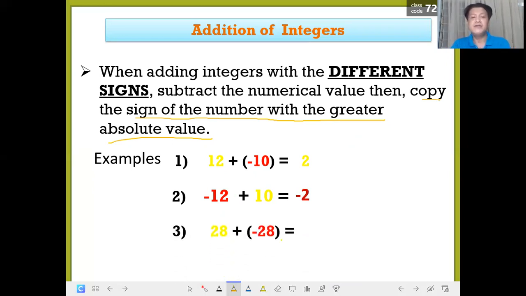Okay, next number 3. What if the given is the same number but opposite sign? Meaning to say, positive yung isa, negative yung isa. What is 28 plus negative 28? Siyempre, that is 0. Okay, kasi di ba, if you're going to subtract 28 minus 28, siyempre wala ka nang difference. Kaya nga 0 na yon.